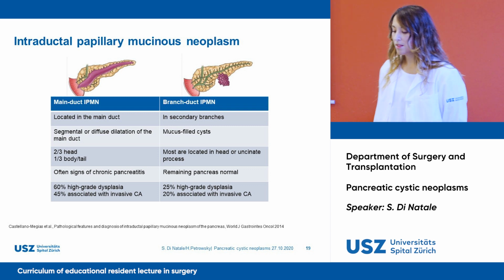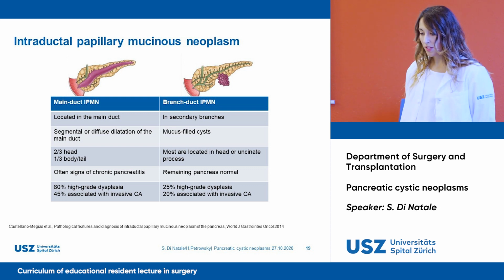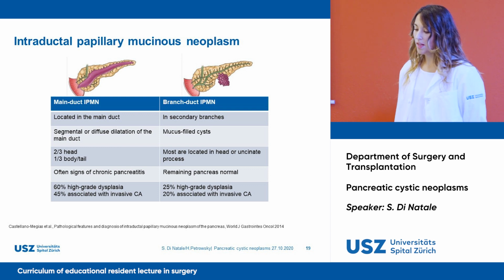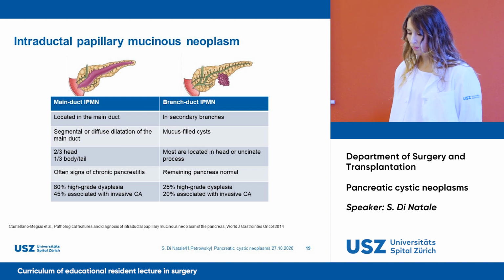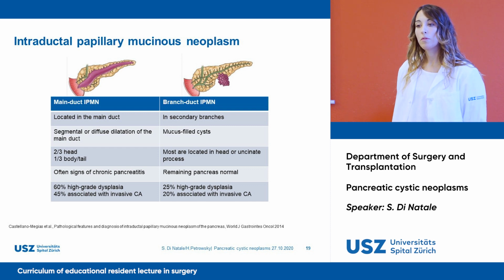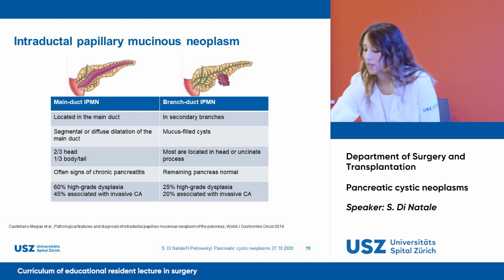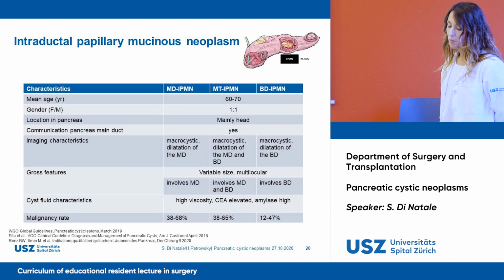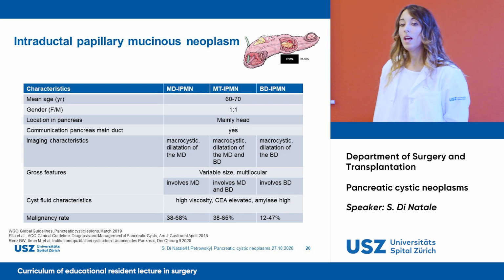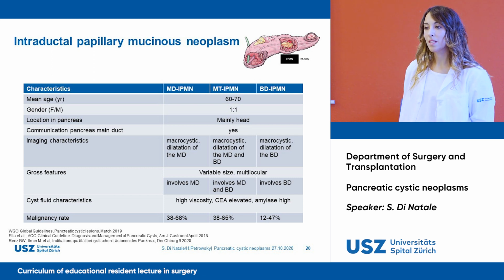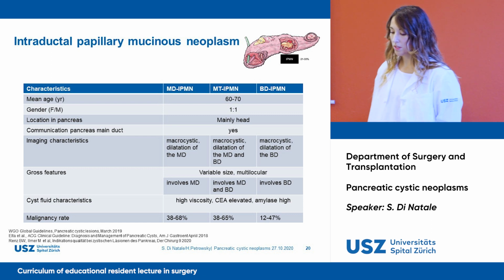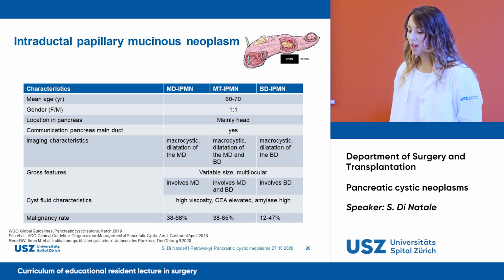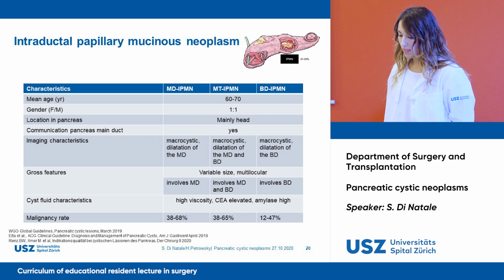Branch duct IPMNs are located in the secondary branches and present as mucus-filled cysts. They are mostly located in the head or the uncinate process. 25% are associated with high-grade dysplasia and 20% with invasive carcinoma. So IPMNs are mostly seen in patients between 60 and 70 years of age, and in contrast to the other three pancreatic cystic neoplasms, there is no female predominance. The cyst fluid analysis shows a high viscosity as well as a high CEA and a high amylase rate.